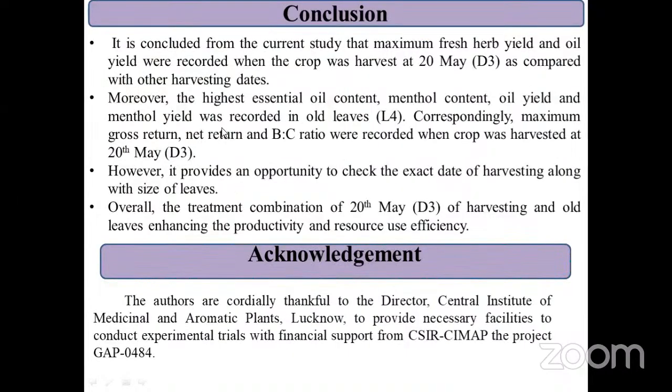Coming to the conclusion, it is concluded from the current study that maximum fresh herb yield and oil yield were recorded when the crop was harvested at 20 May as compared with other harvesting dates. Moreover, the highest essential oil content, menthol content, oil yield and menthol yield were recorded in old leaves. Correspondingly, maximum gross return, net return and B:C ratio were recorded when the crop was harvested at 20 May. However, it provides an opportunity to check the exact date of harvesting along with size of leaves. Overall, the treatment combination of D3 date of harvesting and old yellow leaf enhances the productivity and resource use efficiency.